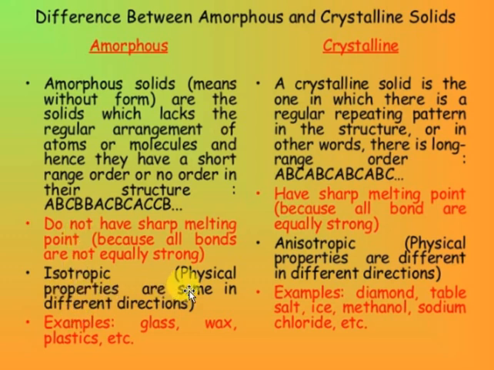Amorphous solids don't have any sharp melting point and boiling point. Amorphous solids are isotropic: physical properties are the same in different directions. But crystalline solids are anisotropic, which means physical properties are different in different directions. Examples: diamond, salt, ice, sodium chloride. When you observe the physical properties in different directions, you get different values. That's called anisotropic. So students, up to this point we discussed the classification of solids: amorphous solids and crystalline solids.